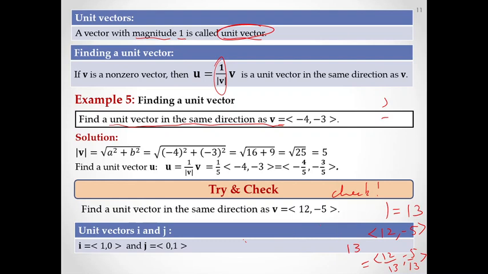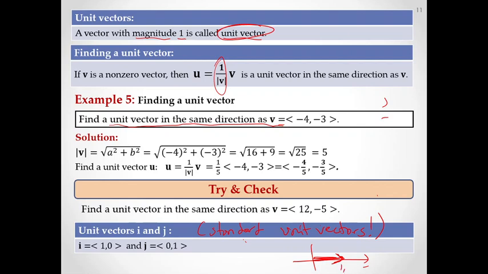Okay, now one other thing. These, (1, 0) and (0, 1), are called standard unit vectors. The good thing about these vectors is that when you put them in the Cartesian system, (1, 0) gives you a unit vector in the x direction, and (0, 1) will be in the positive y direction.